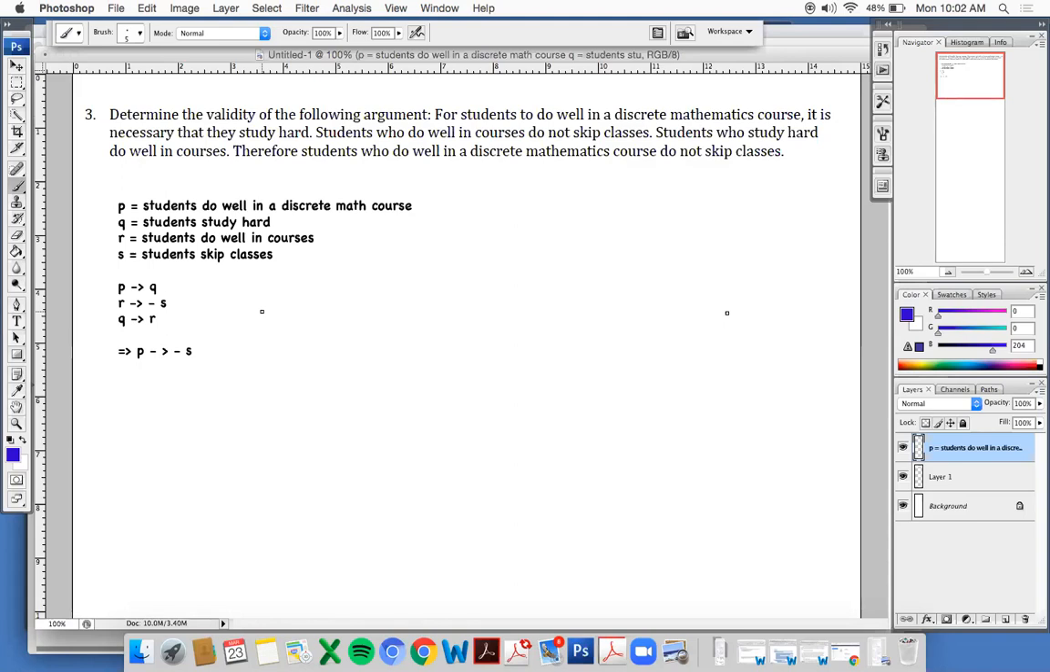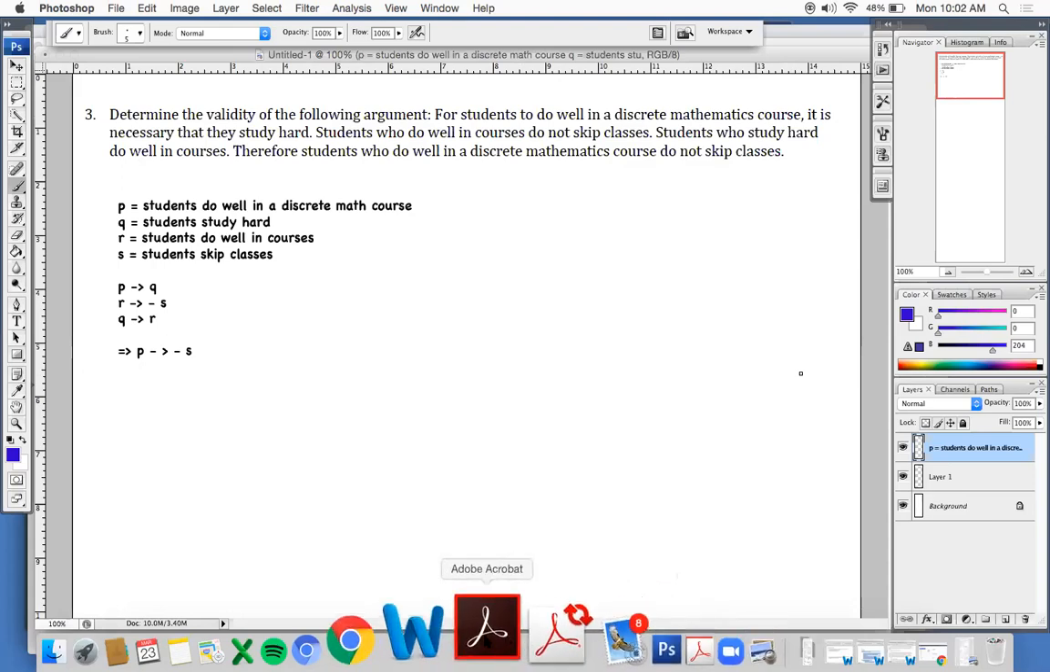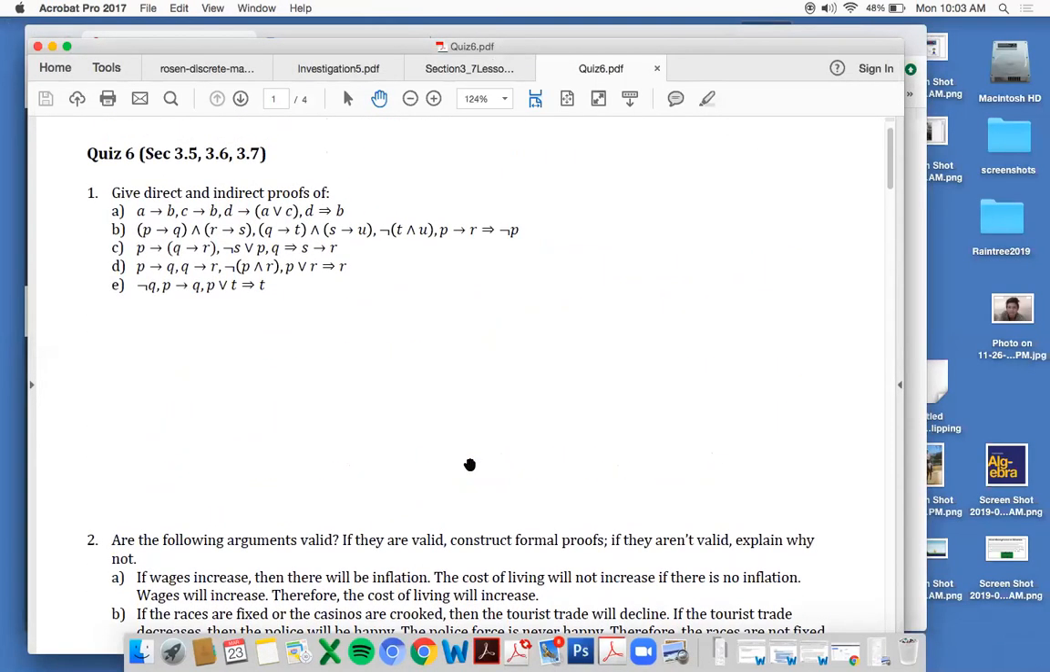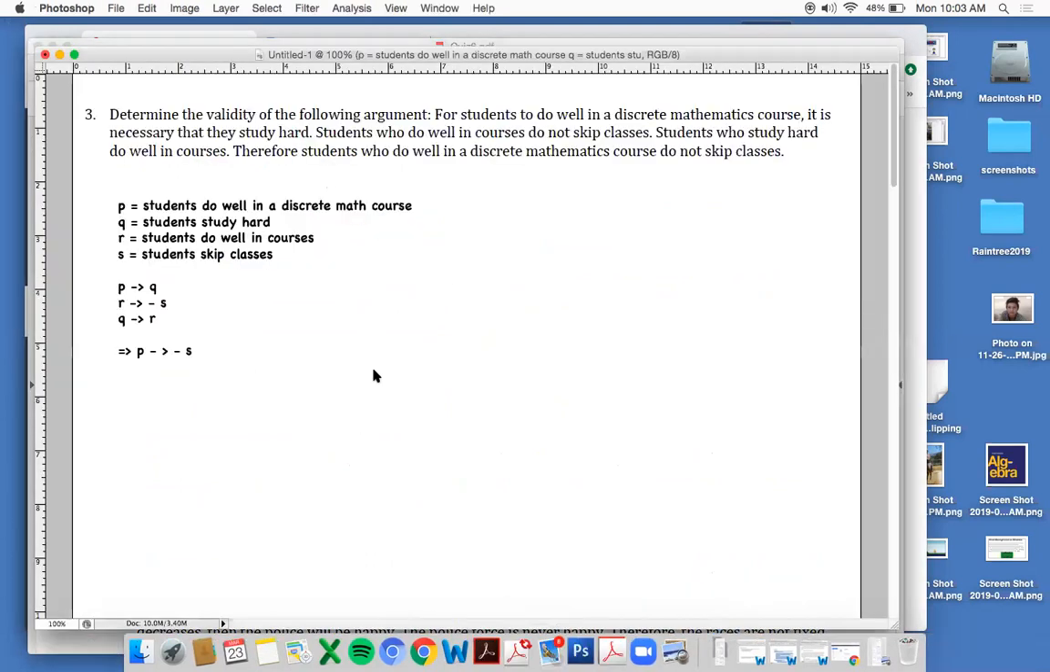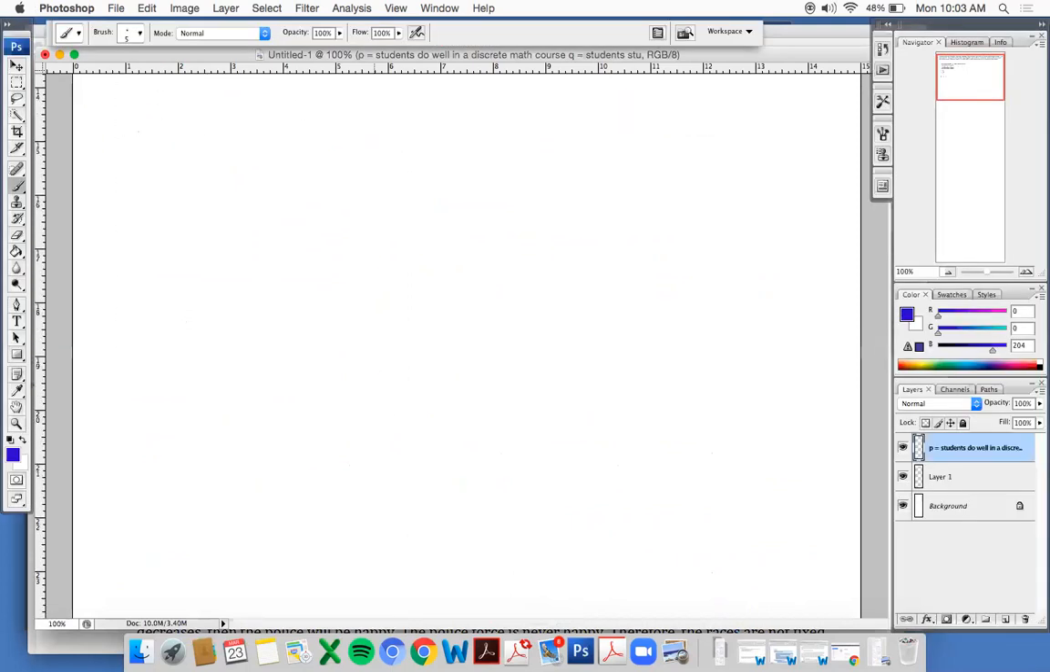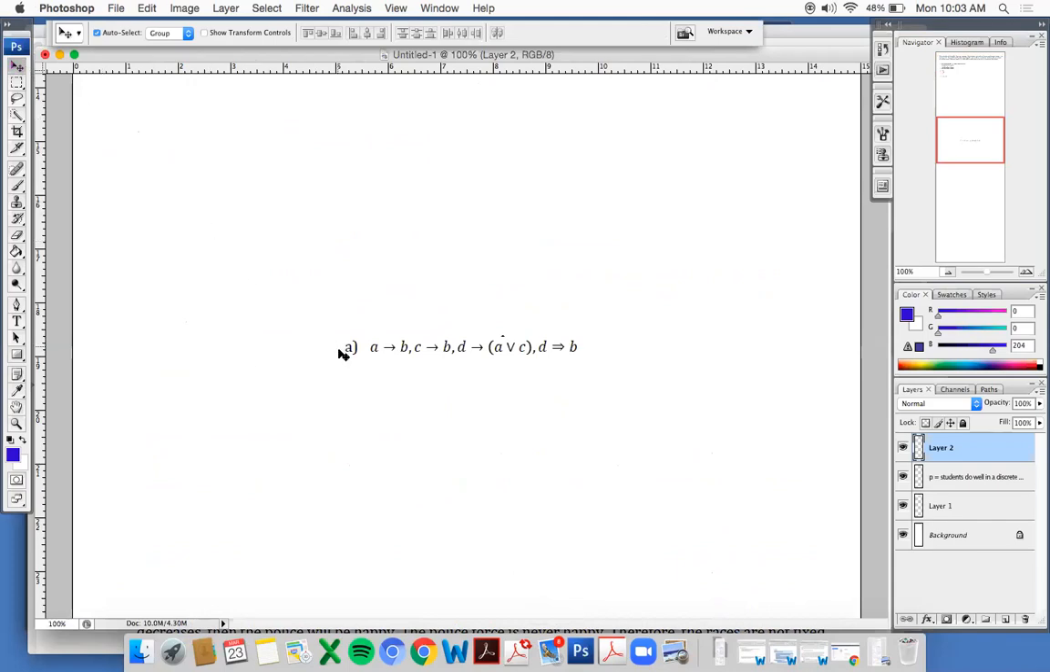I got a request to look at 1A and 1B on the quiz, so let me bring those up, and I can get you started in the right direction. So this is 1A, and it is asking us to give direct and indirect proofs for these. That's the formal proof process.